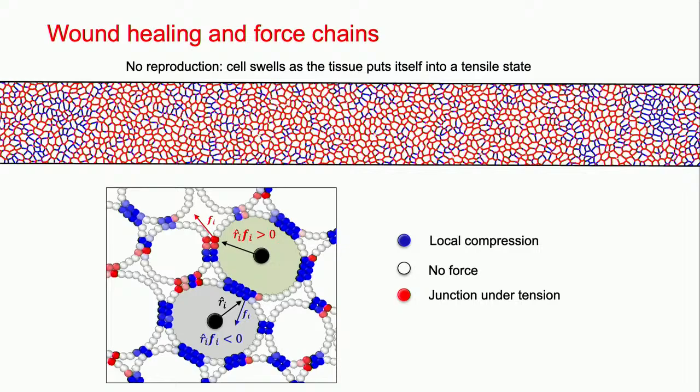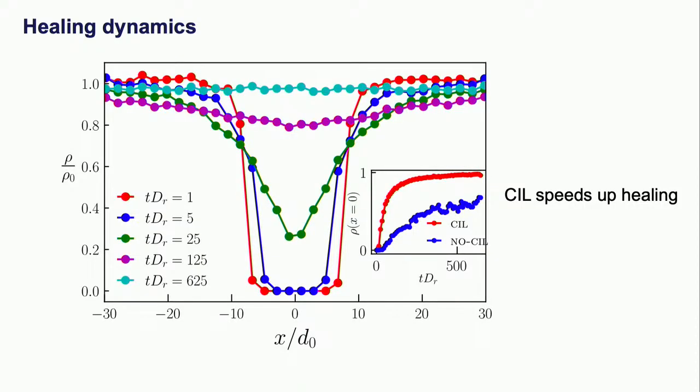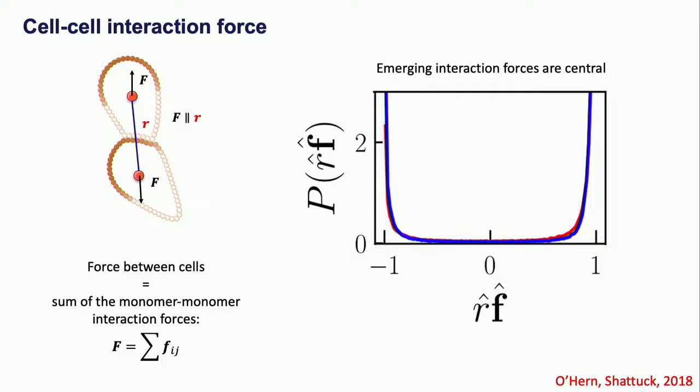This is what they are going to do, which is, of course, not standard. And this is the dynamics. Perhaps I can skip. Instead, I would like to say something about the forces. So you can also think about what is the force that one cell is exerting on the other cell. How do you do that? Well, you just sum up the force of interaction between the interacting monomers, right?